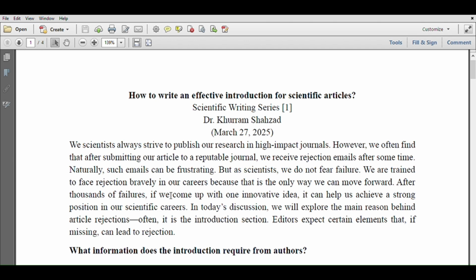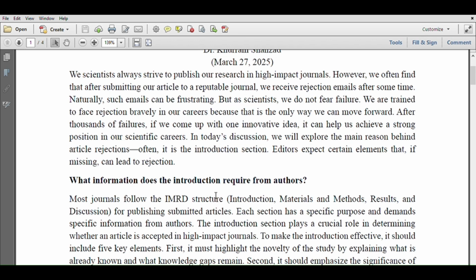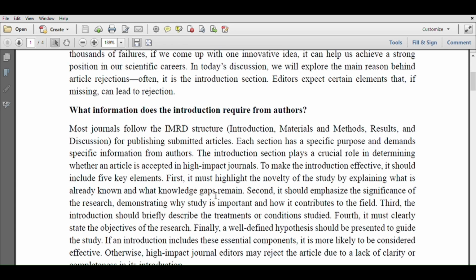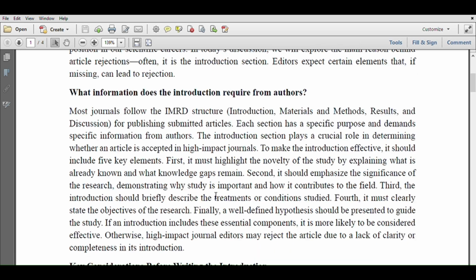After thousands of failures, if we come up with one innovative idea, it can help us achieve a strong position in our scientific careers. In today's discussion, we will explore the main reason behind article rejections. Often, it is the introduction section. Editors expect certain elements that, if missing, can lead to rejection. What information does the introduction require from authors?